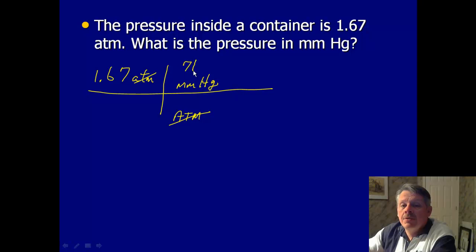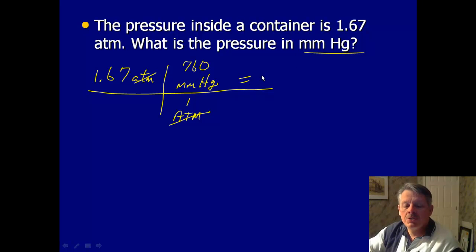And there's 760 millimeters of mercury in 1 atmosphere. So I've canceled my atmosphere. I'm left with millimeters of mercury. That's what I was trying to get in my problem. So if I plug this into a calculator, I'm not going to waste your time doing that. That's 1269.2 millimeters of mercury. But I have to round that because of sig figs. So that becomes 1270 millimeters of mercury.